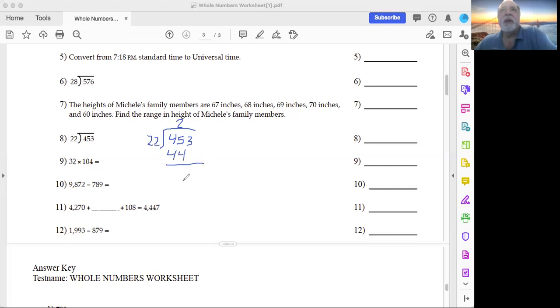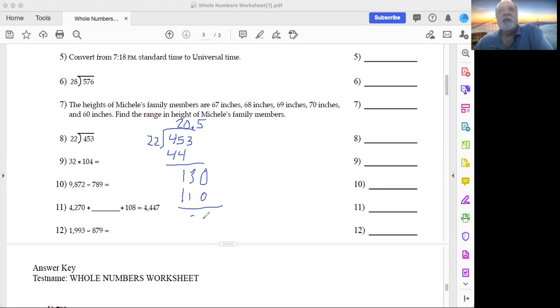Drop one down here, right? There's the 3, 13. 22 won't go into 13, but it will go into 130. So we put a 0 here, put a decimal point, okay? How many times is it going to go into 130? Well, 22 times 10 is 220. 22 times 5 is 110. So that's pretty close, right? So we'll put a 5 here, put a 110 here.